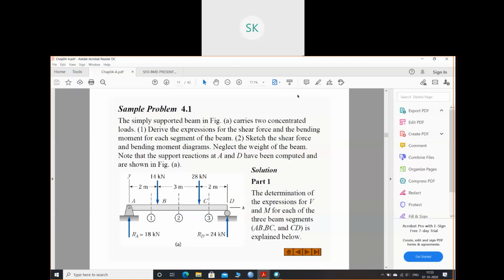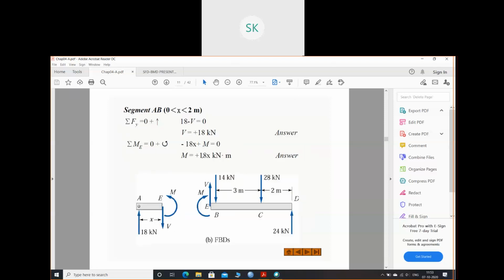So let's see. I have drawn the free body diagram. Now see, the summation of all the vertical forces equals 0. This sign represents that I am taking upward force as positive. So what is the upward force? 18. V is the downward force, so 18 minus V equals 0. So my shear force becomes plus 18 kilonewton. Understood this part? Now I'll come to the moment part.